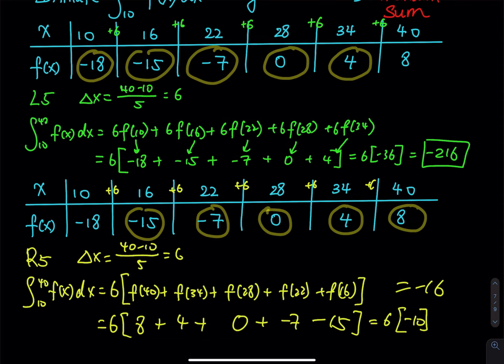I copied the y value wrong. So the correct answer is negative 60, not 16. Negative 60. And then moving on to the last one.